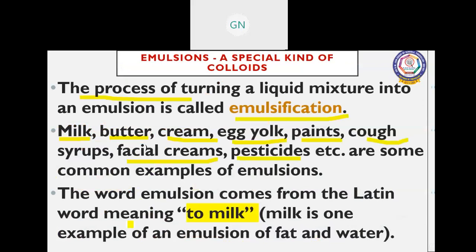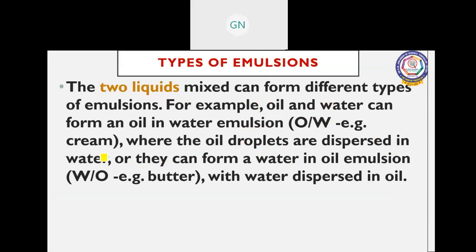The word emulsion comes from the Latin word meaning to milk. Milk is one example of an emulsion of fat and water. We know that milk is a mixture of fat and water. So when two liquids do not mix naturally, and we mix them together, that is an emulsion. The two liquids can form different types of emulsion.